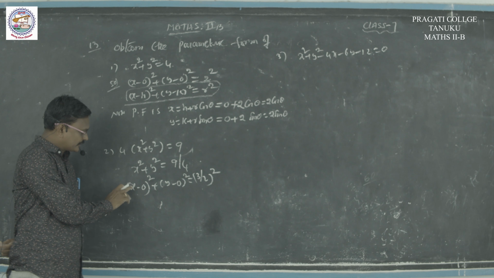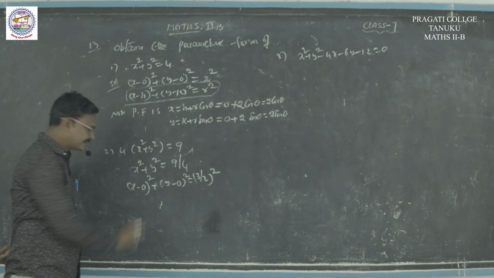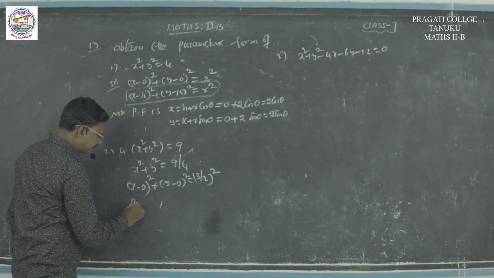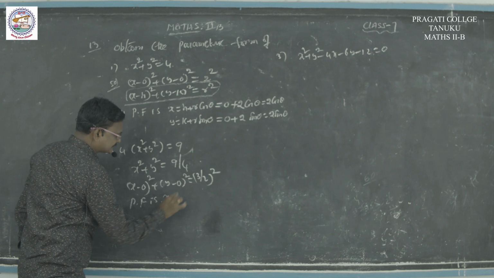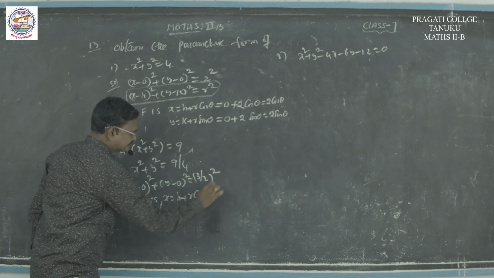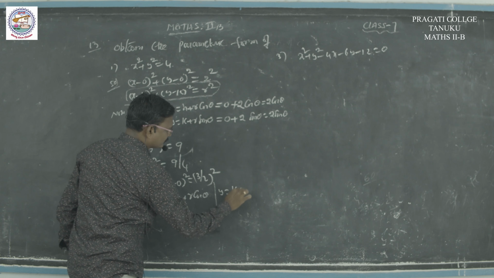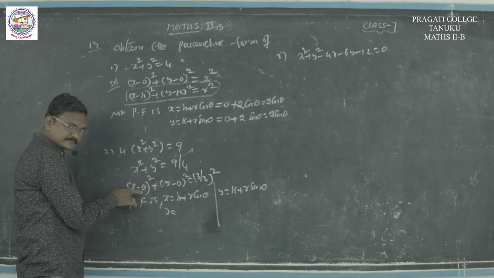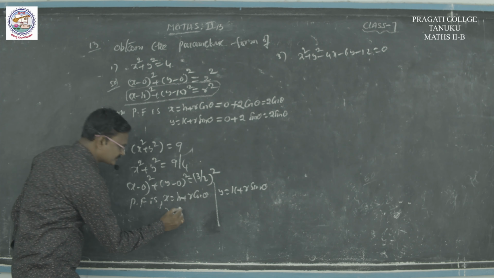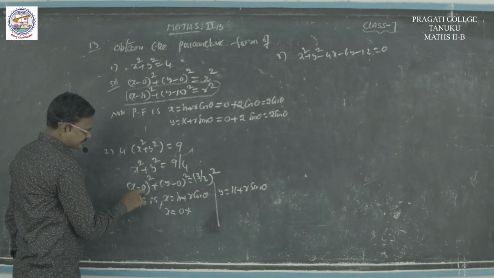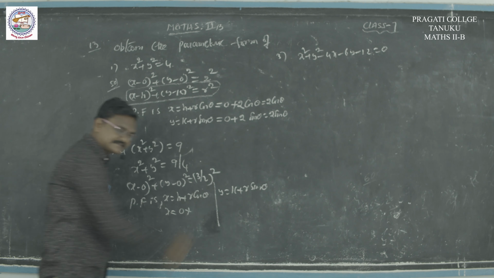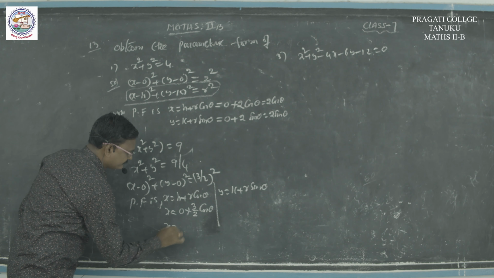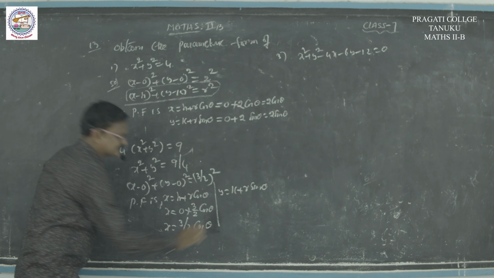So same as the above problem, x minus h whole square plus y minus k whole square is equal to r square. So now the parametric form is x is equal to h plus r cos theta, y is equal to k plus r sin theta. So x is equal to h, here, because x minus h whole square, so h is 0, plus r. The r value is 3 by 2. So 3 by 2 cos theta. Finally x is equal to 3 by 2 cos theta.